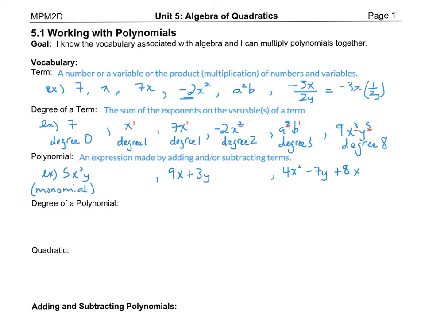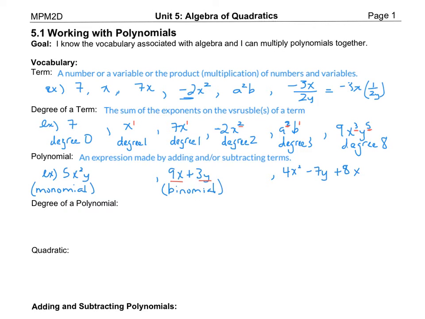My second example, there are actually 2 terms here because we do have that plus sign in between. So we've got the 9x, but then we're adding 3y. So there's 2 terms there. 2 terms is called a binomial. It's a specific type of polynomial with just 2 terms.